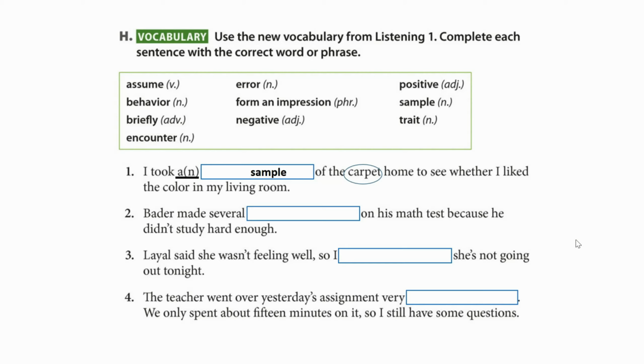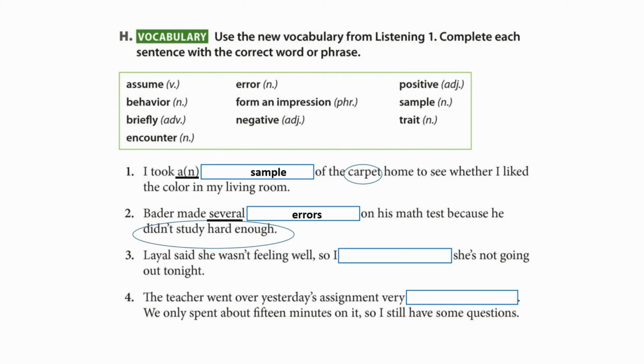Let's move on to number 2. Bedor made several on his math test because he didn't study hard enough. We know straight away we have several here. And this is an adjective, so we're looking for a noun because adjectives describe nouns. And likewise, we have here, didn't study hard enough. And when you don't study hard enough, usually you will make errors. So the answer is errors. Bedor made several errors on his math test because he didn't study hard enough.